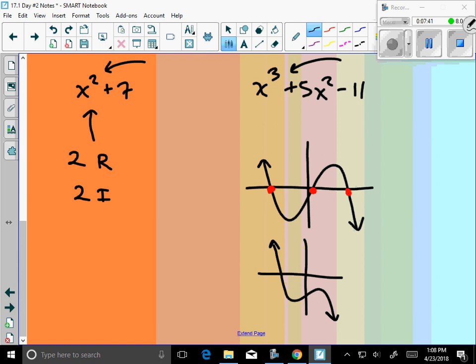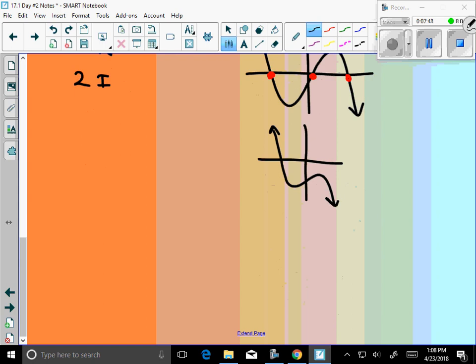Is it possible to have only one real solution? Yeah, it is. That graph would look like this. But in actuality, it has 2 real solutions. They just both happen at the same place. Right? Because remember multiplicity? Multiplicity 2.